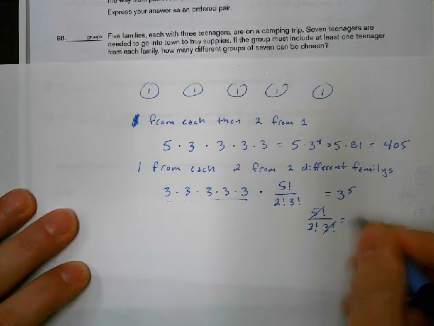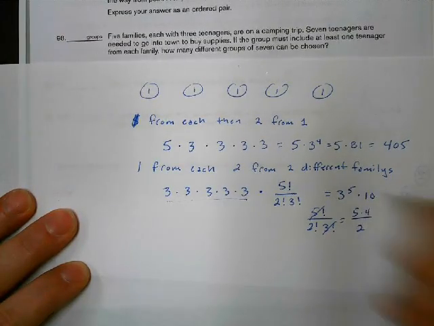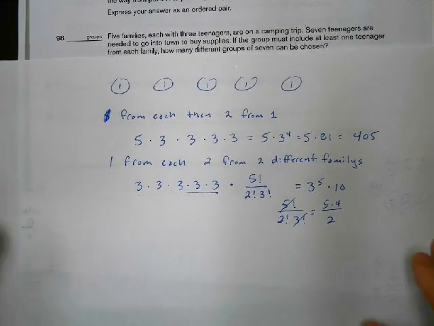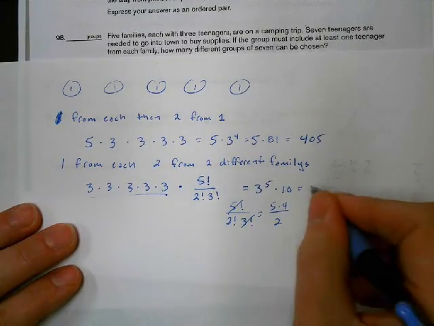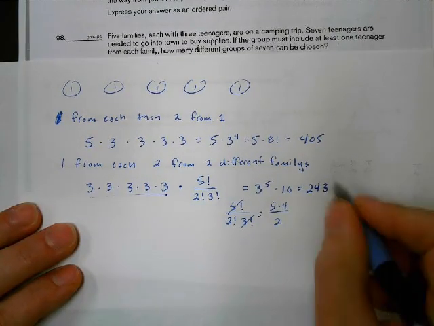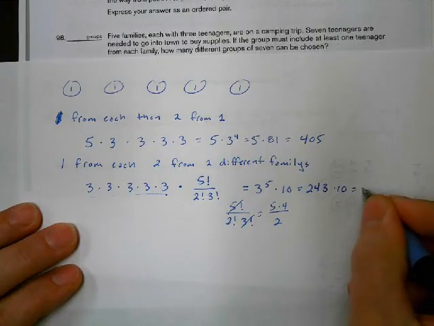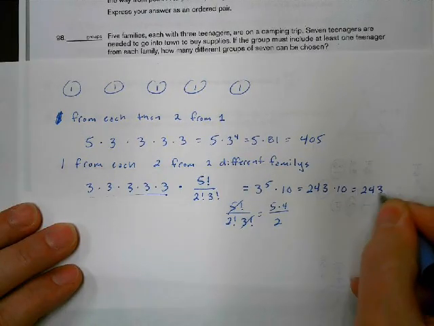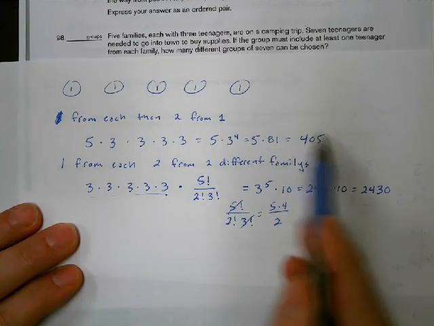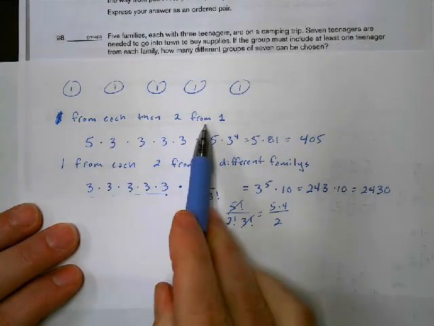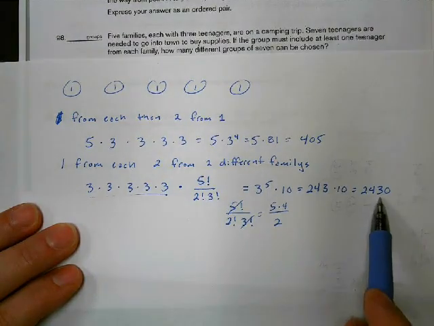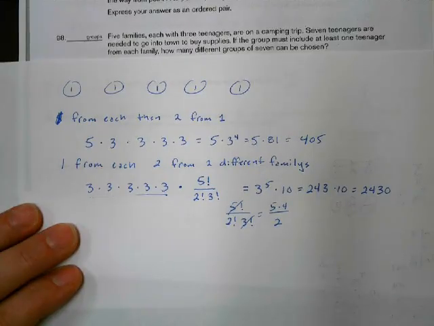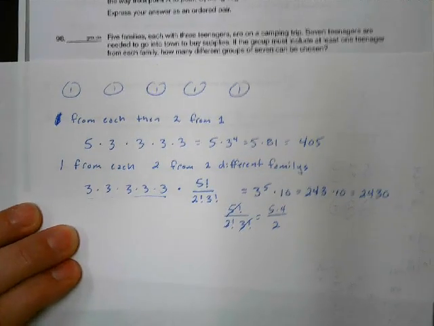Whew. All right, I did not solve it this fast the first time I did it. All right, so 3 to the 5th is 243. And then times 10, we get 2,430. So there's 405 ways to where you have 2 from one family, and then 2 from 2 different families. There's 2,430 ways. Add those 2 together, you get 2,835. And if you got that in under a minute, I will be mad.